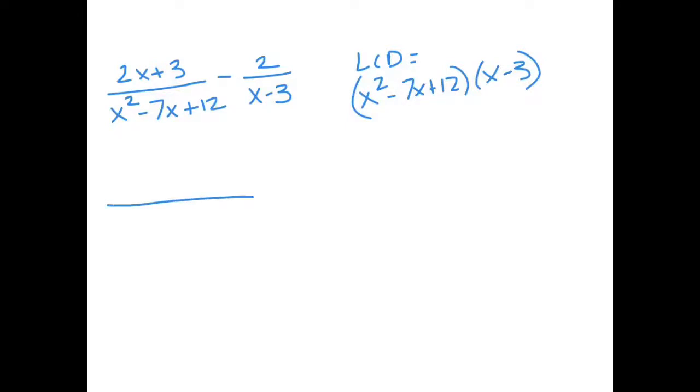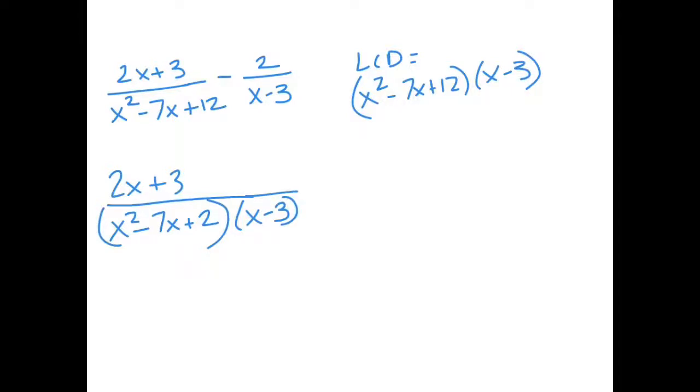So our next step is to get our equivalent fractions. Our original fraction is 2x plus 3 over x squared minus 7x plus 12. And then we're going to multiply that denominator by x minus 3 to get our common denominator. And whatever we multiply the denominator by, we also have to multiply the numerator by, so that if those two were to be canceled out, we'd be left with our original fraction. So that's the first step.